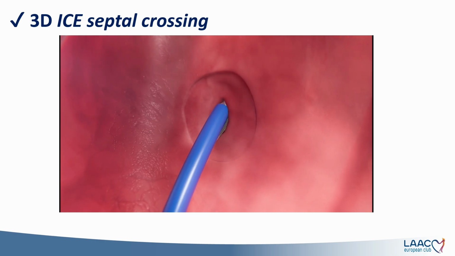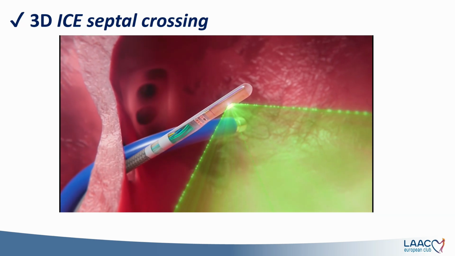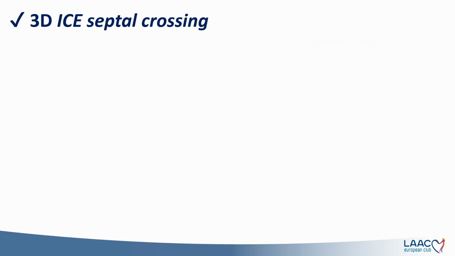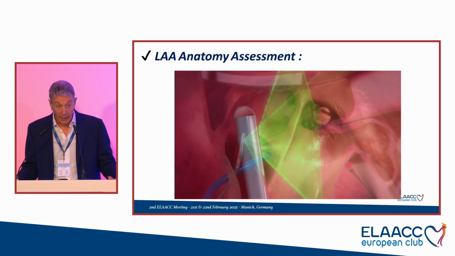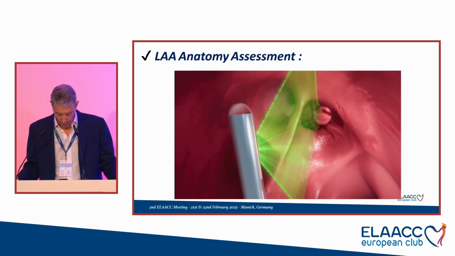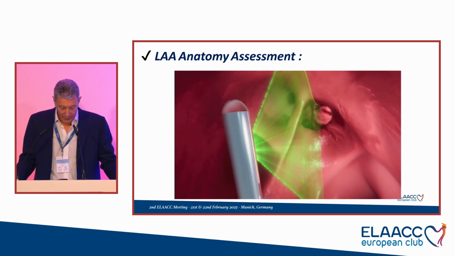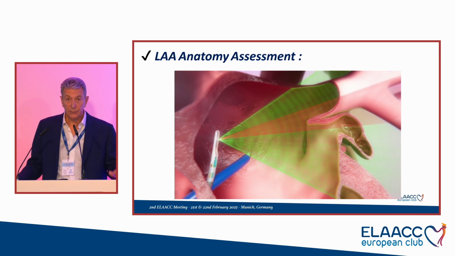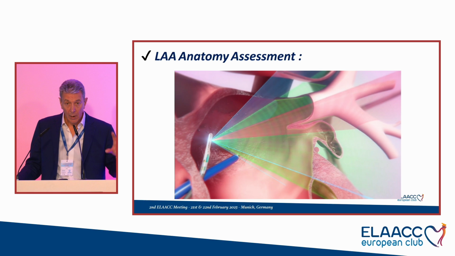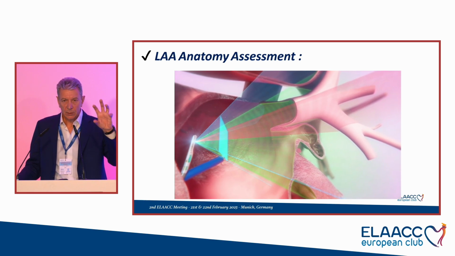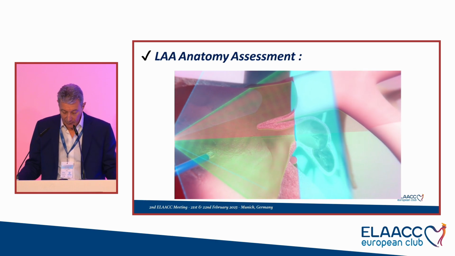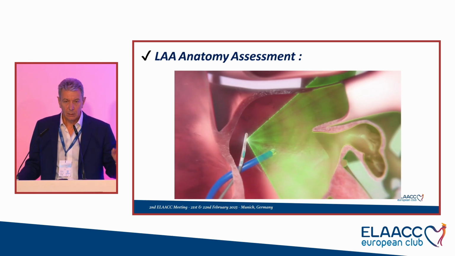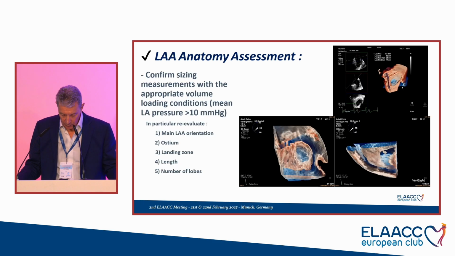For the visualization of the LAA, we use exactly the same technique that we use for the 2D. We advance the probe in the same way through the fossa. And this is the first great difference between 2D and 3D. We advance the probe in the middle of the atrium. We are in front of the LAA and the fossa ovalis. We acquire the volume that includes the left superior pulmonary vein and the ostium of the LAA, and we lock the probe and we work.